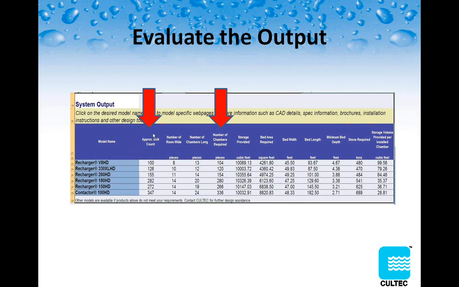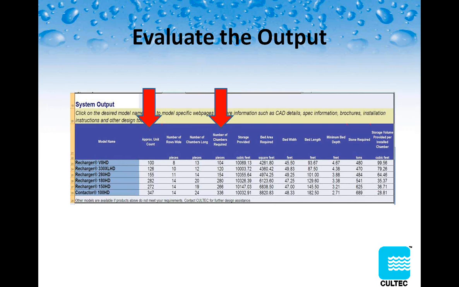So that's just a quick calc, and you want to make sure that you're trying to get your number of chambers below that, because the stone border will give you some extra storage. And the system output section gives you the bed layout, the number of chambers, the number of rows wide by the number of chambers long per row, the storage provided, the bed width, the bed length, the bed depth, the stone required, and the storage provided per chamber when installed in stone.